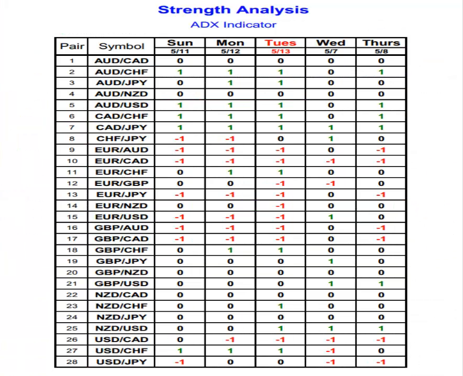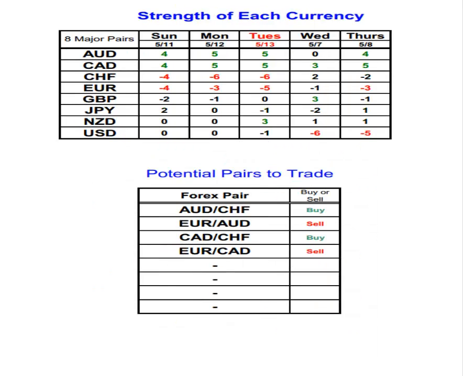Here's the ADX analysis chart for Tuesday, May 13th. Please compare this with the results of your analysis. From the ADX analysis and the strength calculator, we have the following currency strengths. There are 3 strong currencies and 2 weak currencies. The qualified pairs are the Aussie dollar Swiss franc, the Euro Aussie dollar, the Canadian dollar Swiss franc, and the Euro Canadian dollar. The New Zealand dollar pairs aren't listed.